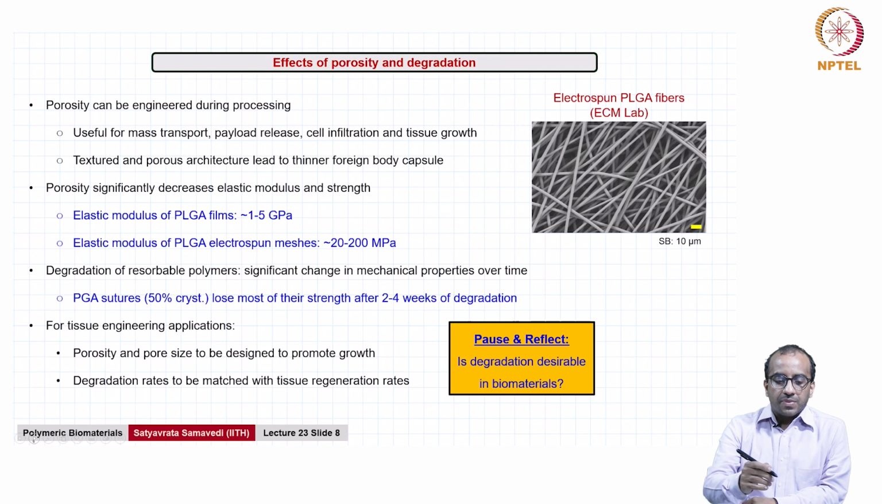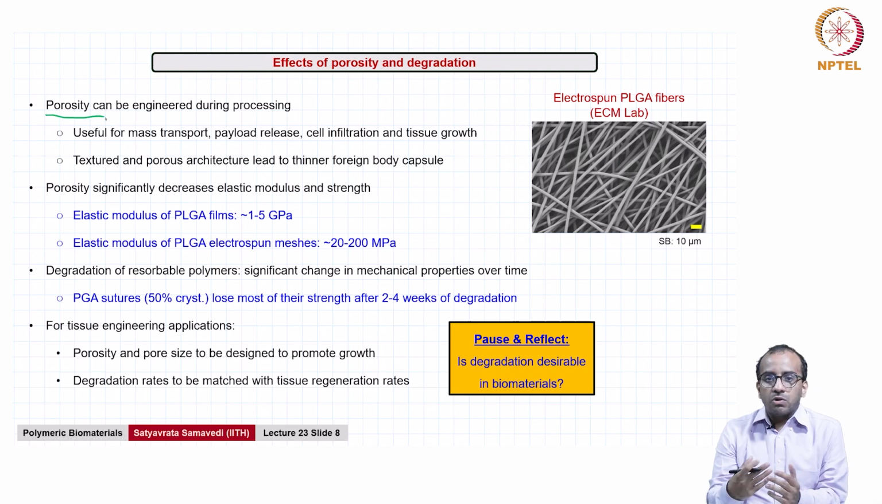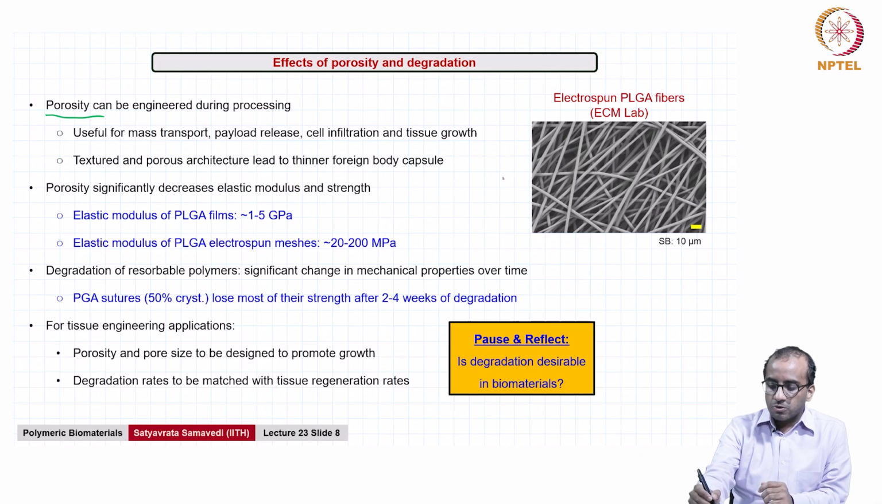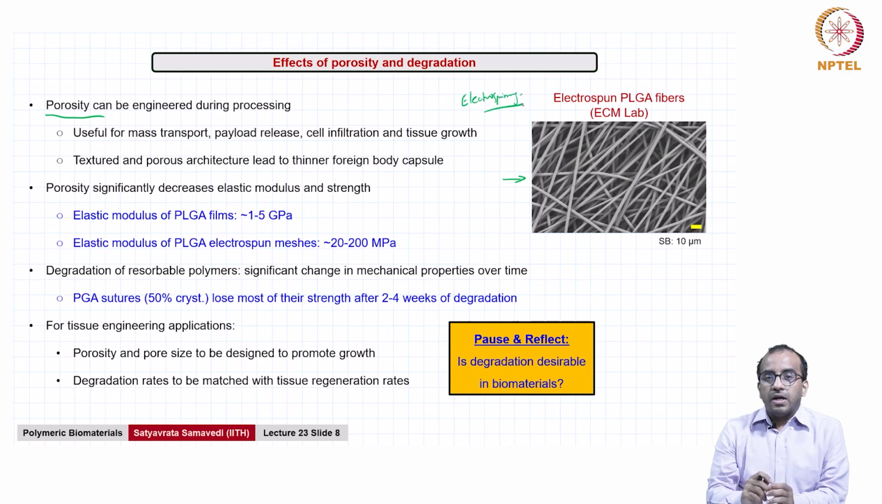Now, porosity is something that can be engineered into a polymeric biomaterial during processing, and later on, in a dedicated theme on biomaterial processing, we will look at some very popular techniques that lead to very highly porous materials. One example is shown here, electrospinning. We have alluded to this technique before. It is a technique where a polymer solution is subject to an electric field that leads eventually to the formation of non-woven nanofibrous meshes, and these are very porous.